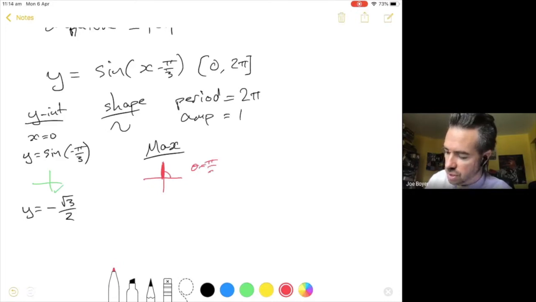Okay, so a sine graph has a maximum when the angle that we're finding the sine of is pi on 2. Now, in this case, this is the angle that we're finding the sine of. So I like to state that the maximum occurs when that thing inside the brackets is equal to pi on 2. So I'm going to say the maximum occurs at pi on 2 is equal to x minus pi on 3.